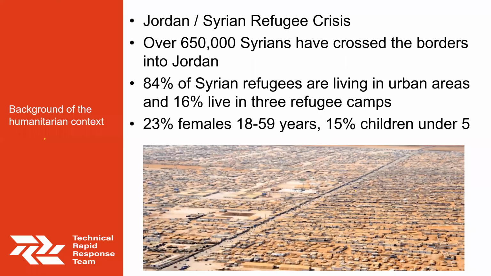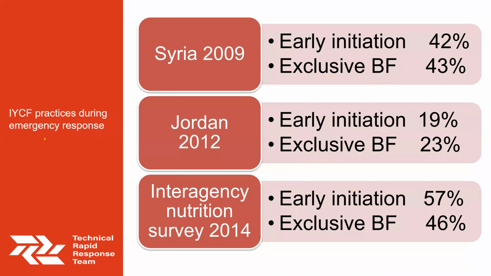Next slide, please. What you are seeing here is different data for IYCF practices before the emergency. The first one is for Syria, the Family Health Survey. The second one is for Jordanians, Jordan DHS data 2012. And the third one is the Interagency Nutrition Survey that was done in Zaatari in 2014. As you can see, IYCF practices were already poor in Syria, and it was even worse in Jordan.